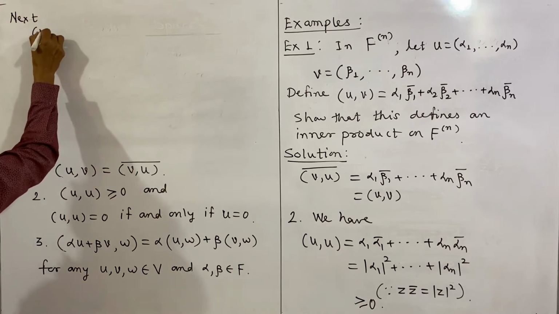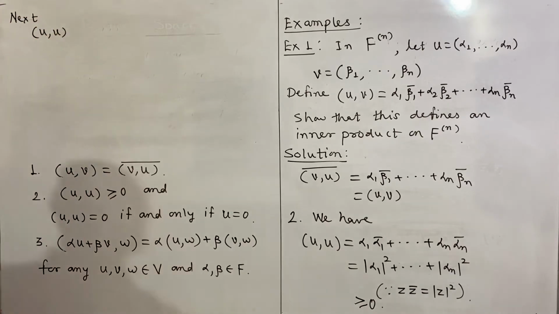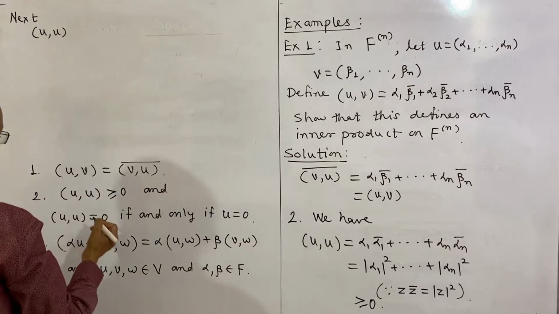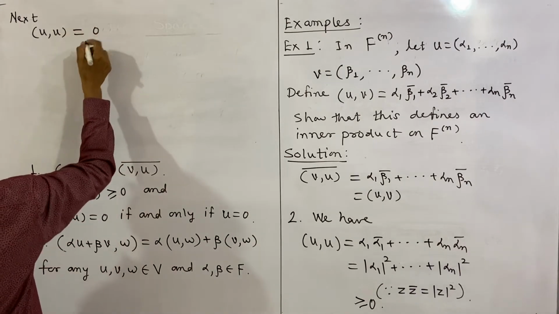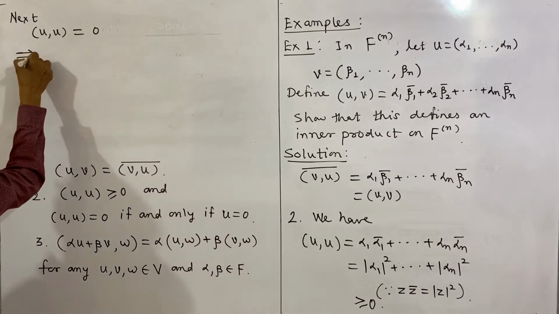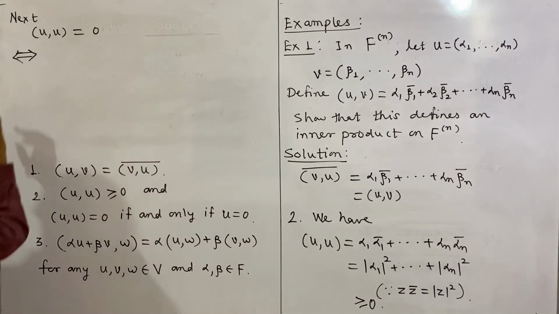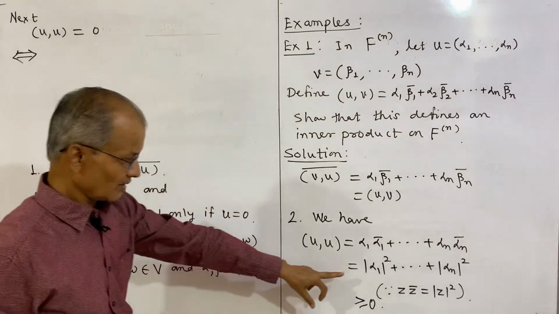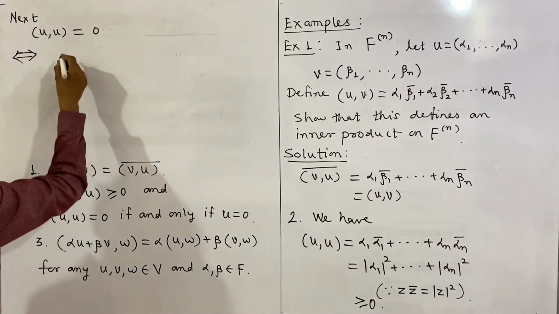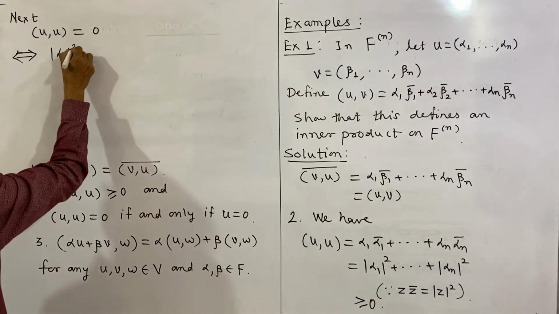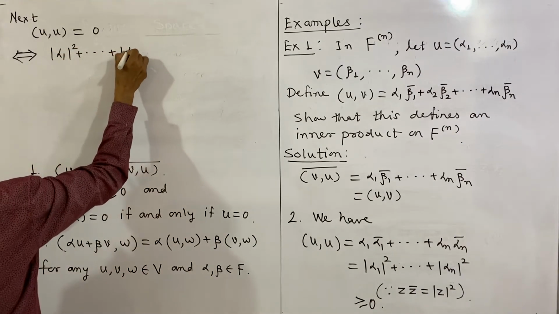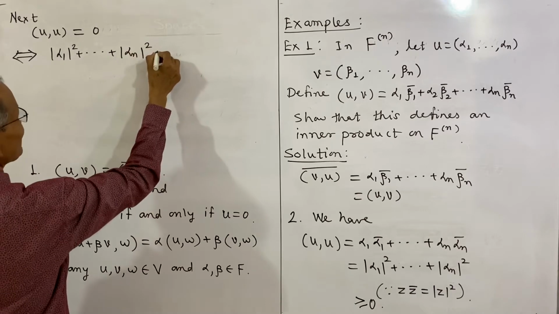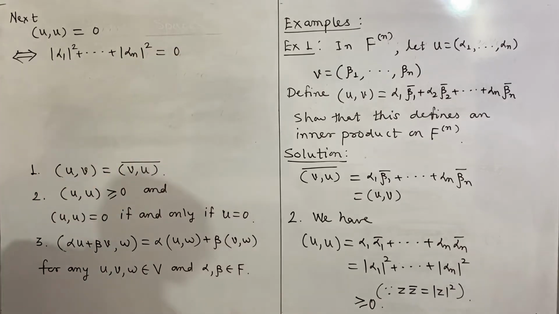The inner product of u and u is equal to 0, and this is implied by and implies, so a double implication, if and only if, we should write like this. So, what is the inner product of u and u? Here it is. This means mod alpha 1 square plus so on up to mod alpha n square. This is equal to 0.